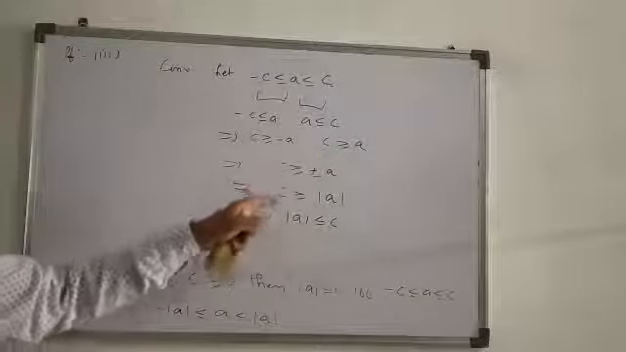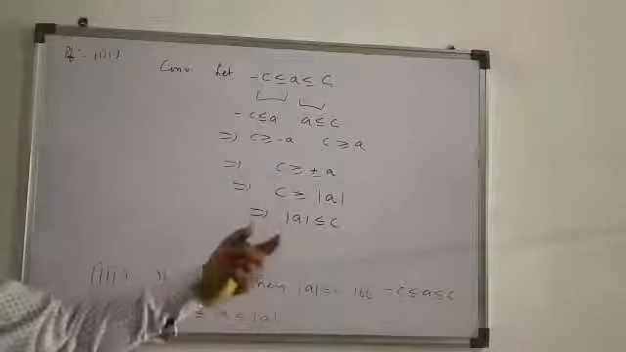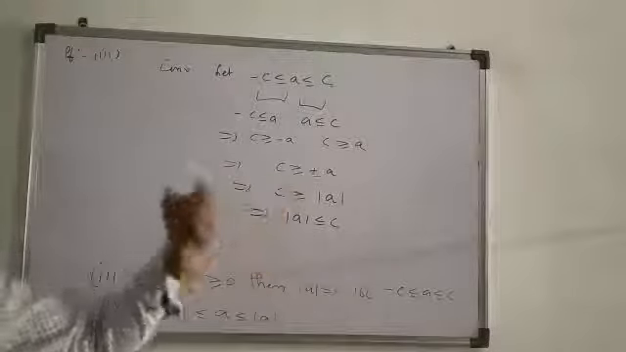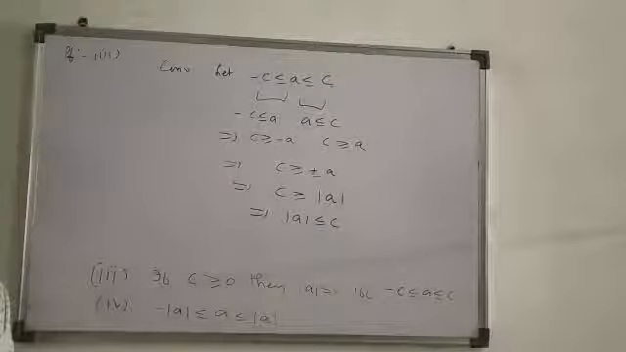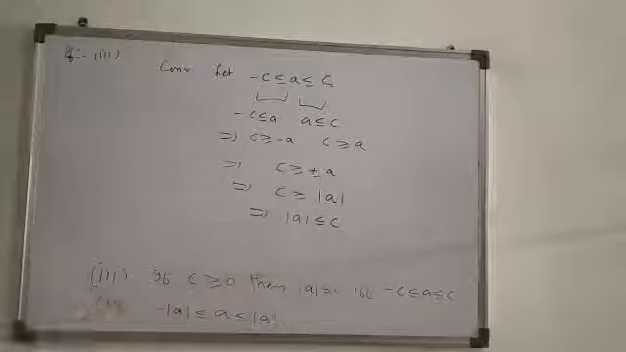It means C is greater than or equal to A as well as C is greater than or equal to minus A. So from the definition of absolute value, mod of A is A if A is greater than or equal to 0, minus A if A is less than 0. So in any case, C is greater than or equal to mod of A, means mod of A is less than or equal to C. So this proves the third part.